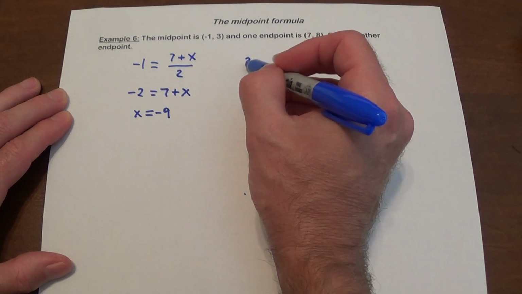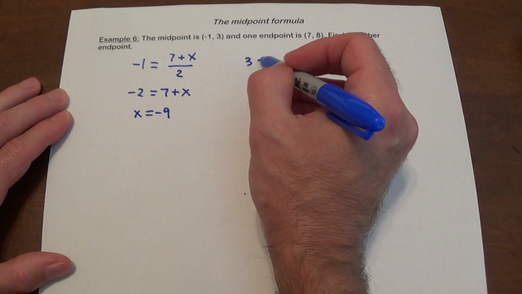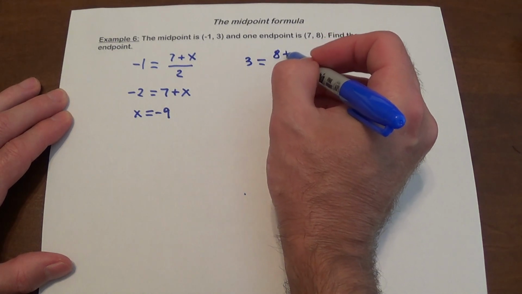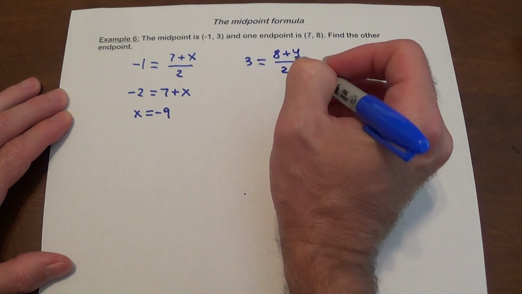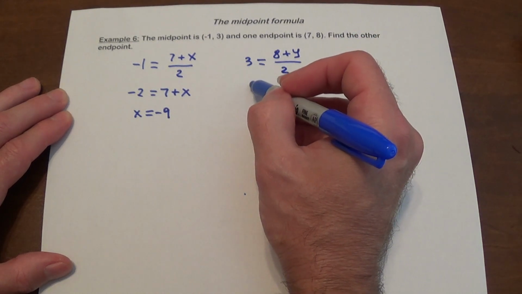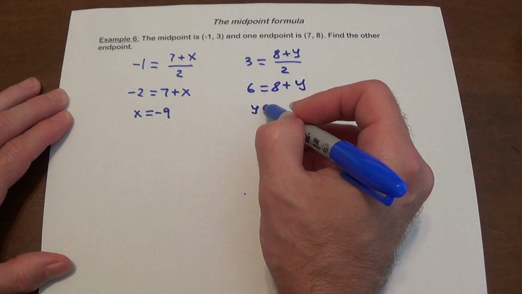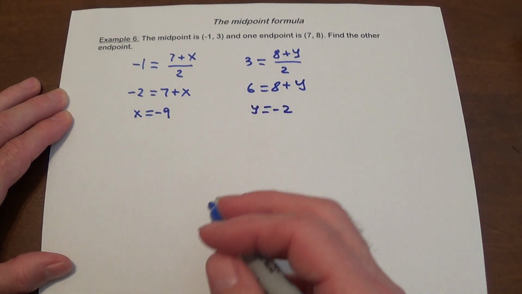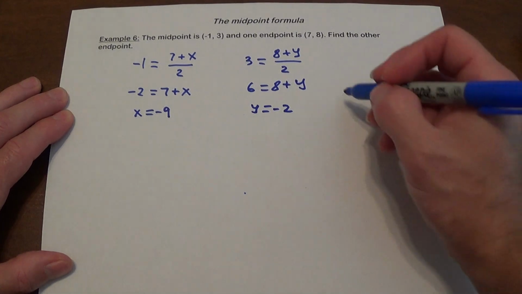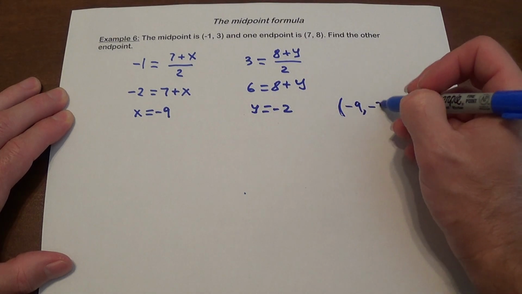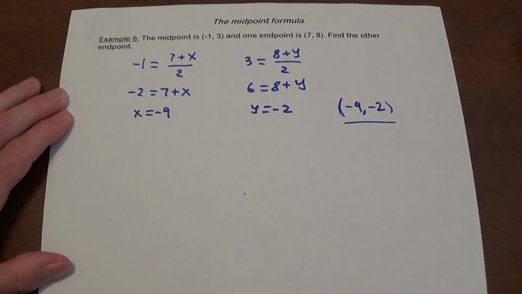So our y coordinate of the midpoint is 3, and we obtain that by taking this y coordinate plus another y coordinate divided by 2. So 6 equals 8 plus y, and y is going to be -2. And then our other endpoint, the second endpoint, is going to be -9, -2. This is one way you can do it.